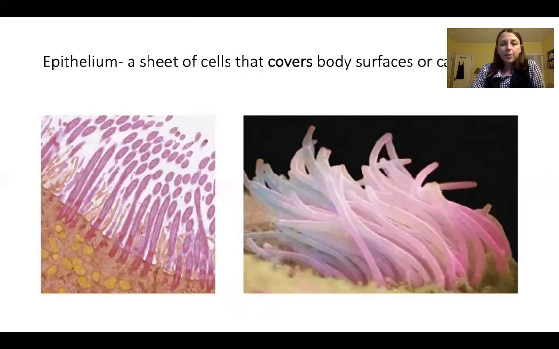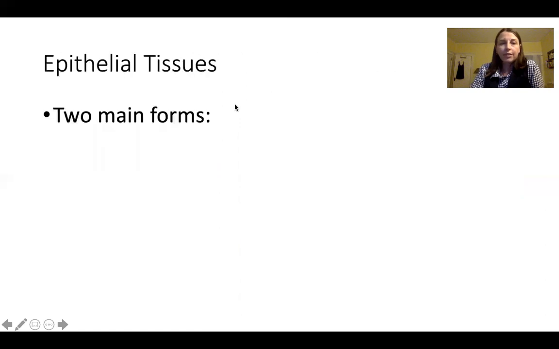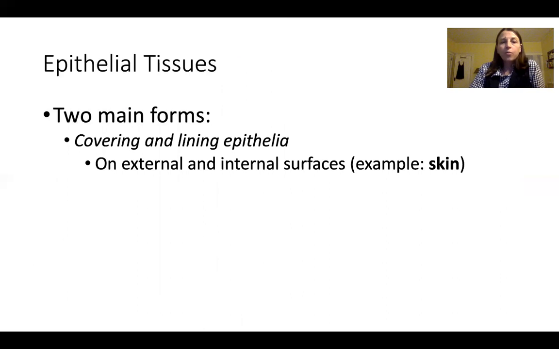So here's a microscopic view of epithelial tissues. This is a stained slide. This is a computer image, and this is what you see when you look under the microscope. But epithelial tissues are usually a sheet of cells, and again, they cover body surfaces or cavities. So most of them are doing the covering and the lining. They can be external and internal surfaces. So the skin is a great example of an epithelial tissue.